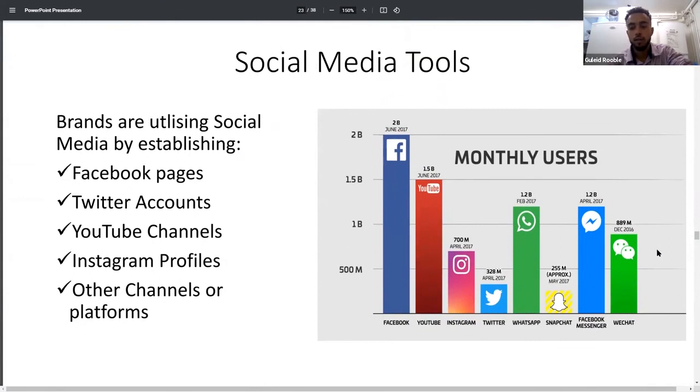So your social media tools, I hope you're using these. Monthly usage, as you can see, is significant on Facebook, YouTube, Instagram. If you have a business, then certainly maybe integrate WhatsApp. And certainly having a Facebook page, Twitter account, YouTube channel, and Instagram platform will allow you to grow and utilize all social platforms. So these are the current tools and monthly usages as well. They do tend to change regularly as well.